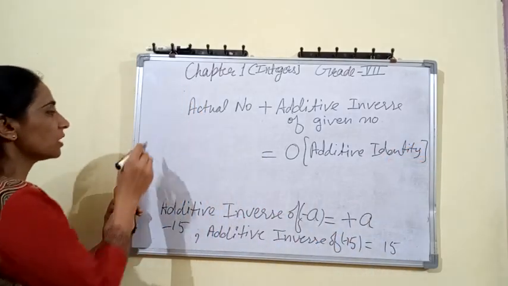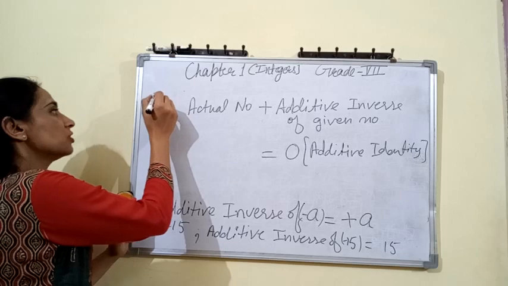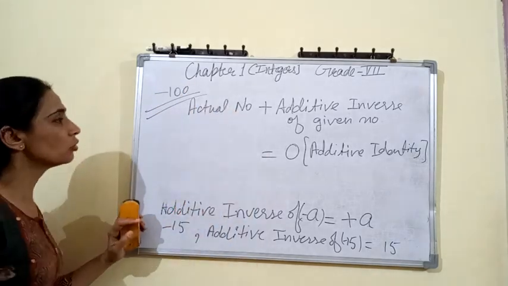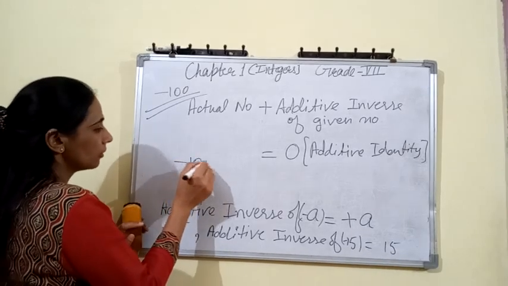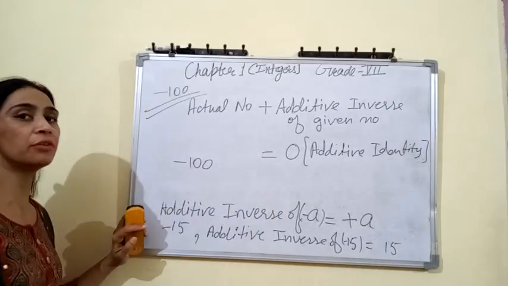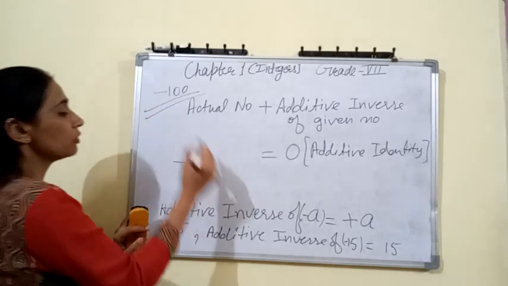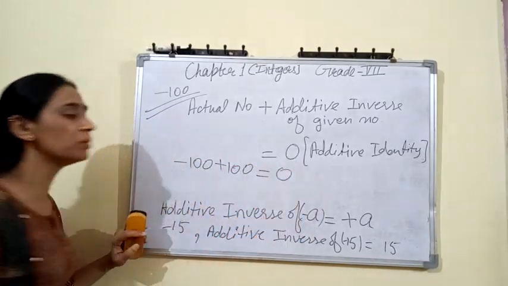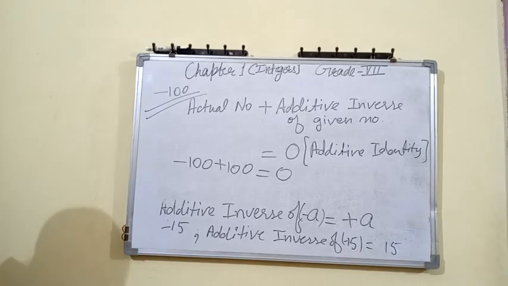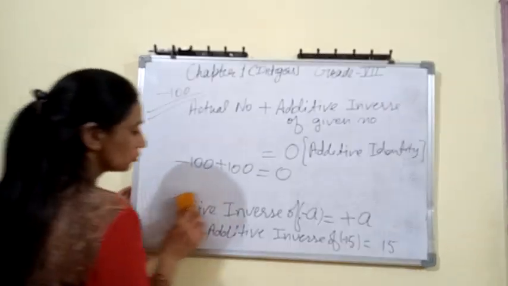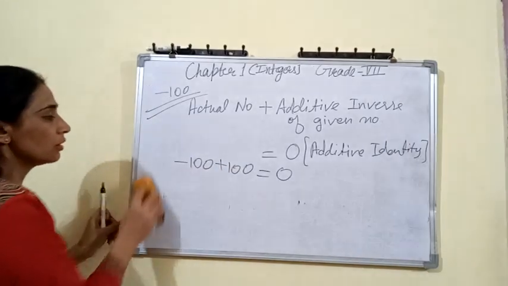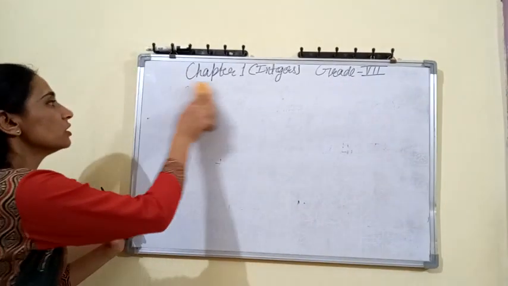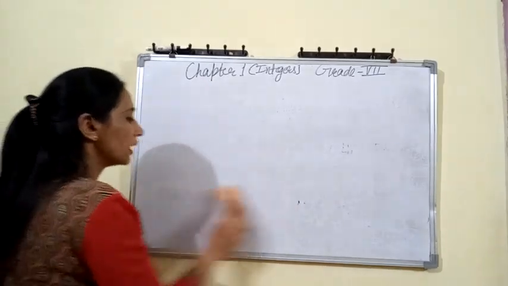Suppose the actual number is any number, let us take minus 100. What will be the additive inverse? Additive inverse means you just change the sign, so it will be plus 100. And what will be your answer? 0. That will be the additive identity. Okay, I hope it's clear to you. So if you have to find the additive inverse of any number, you will just change the sign of that number.